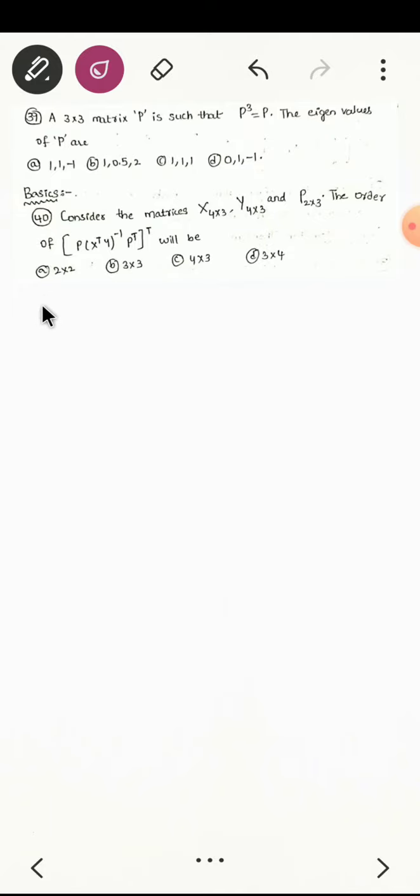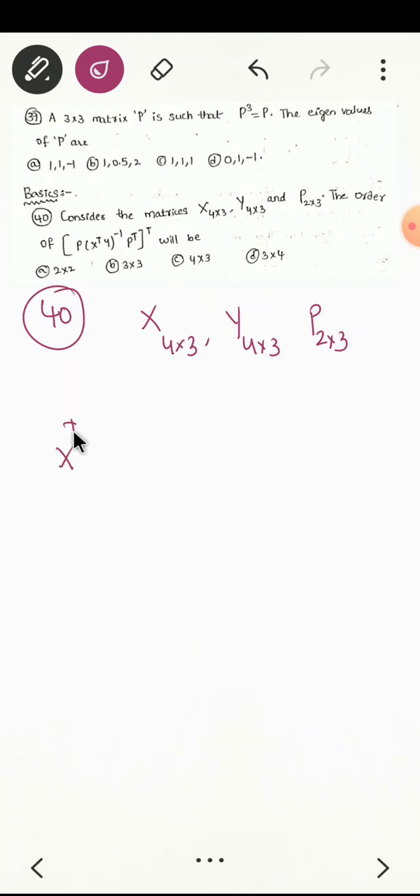So let us solve problem number 40. Consider the matrices: X is a 4 cross 3 matrix, Y is a 4 cross 3 matrix, and P is a 2 cross 3 matrix. Then what is the order of the matrix? First you have to evaluate the parenthesis first. First take X transpose into Y. X transpose means it will become 3 cross 4, into Y, which is 4 cross 3. The 4s get cancelled.